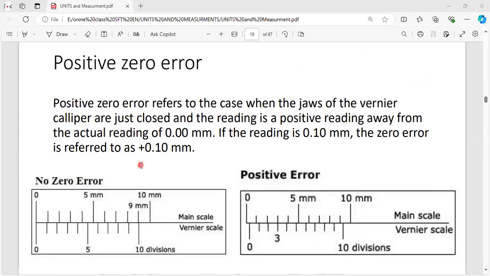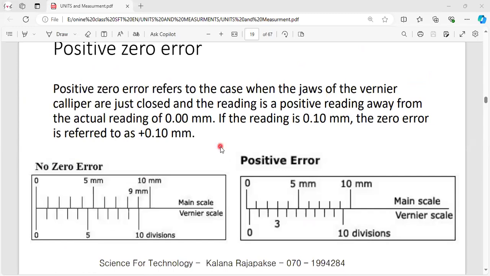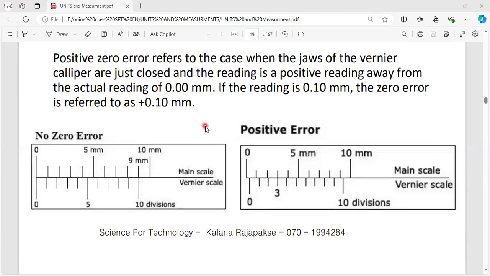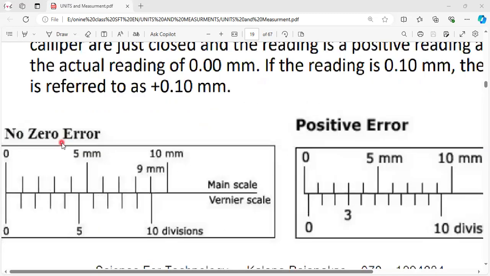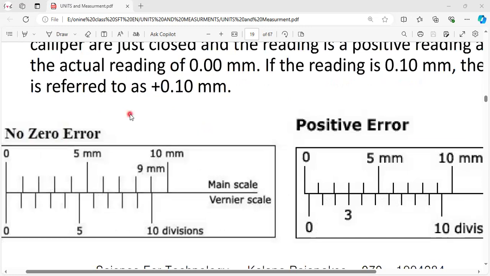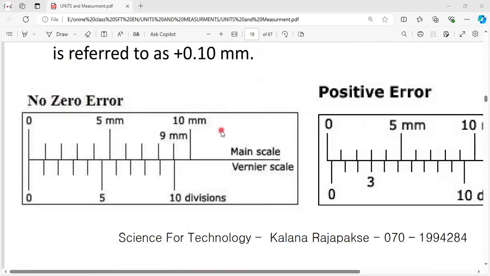And as I explained earlier, positive zero error refers to the case when the jaws of the vernier caliper are just closed and the reading is a positive reading away from the actual reading. You can see in the left-hand side figure, when the vernier caliper's jaws are aligned perfectly, the main scale zero and the vernier scale zero are aligned perfectly. So there's no error on this side because this is the usual one.